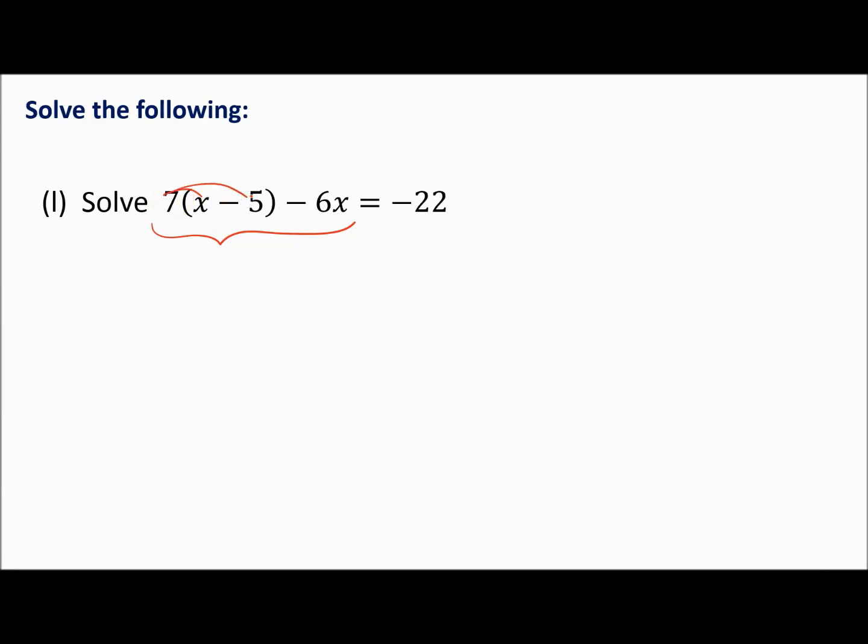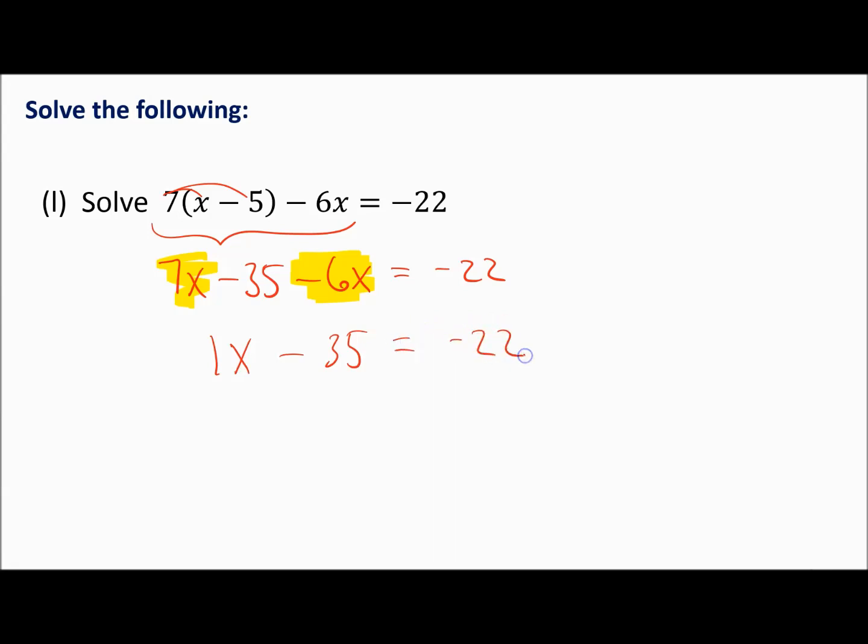Remember that? So I do 7 times x is 7x. I also have to multiply 7 times negative 5. That's a negative 35. The negative 6x outside of the parentheses, I just bring it down, and I'm recopying the negative 22. Now I'm not finished. I have like terms. I have a positive 7x and a minus 6x. Those are like terms. Now, 7x minus 6x we know is 1x, and then minus 35 I'm just recopying equals negative 22.